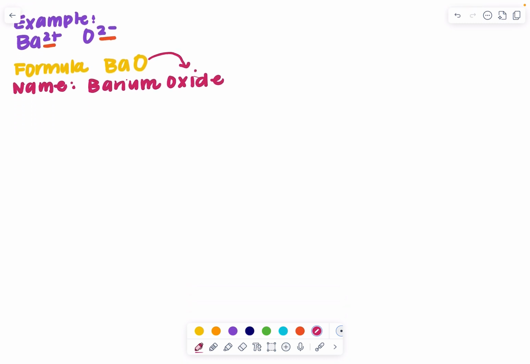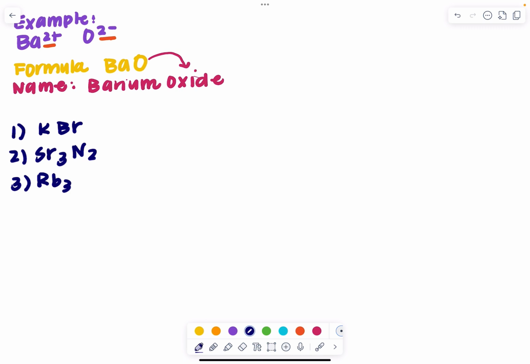So let's do some examples of just naming. Let's do KBr, Sr3N2, Rb3P, LiCl, and then let's do number 5, Cs2O. We'll talk about these subscripts in just a second. Most, if not all, ionic bonds will have a clear separation between both elements.